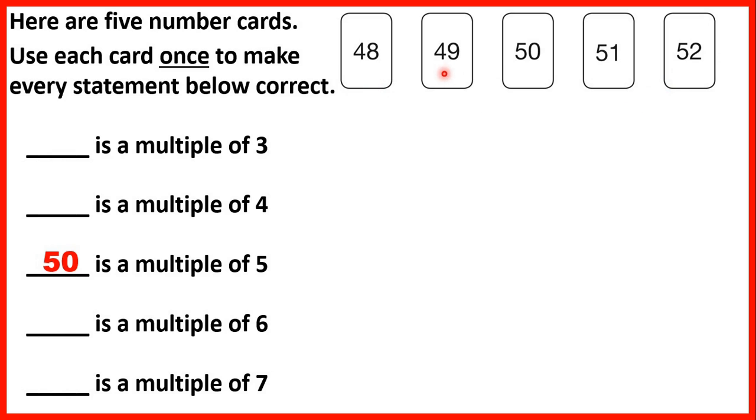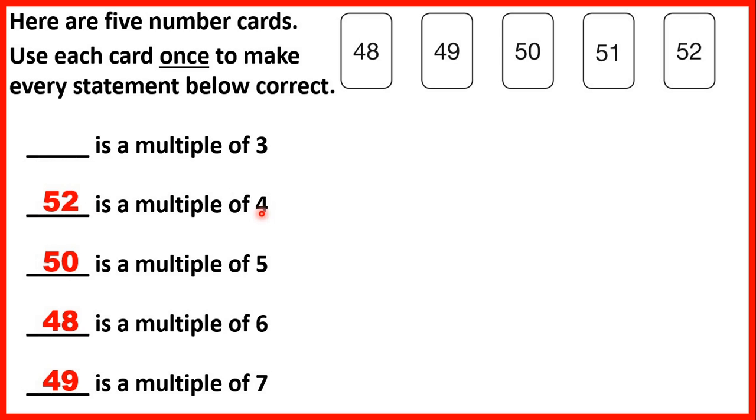Now the only number here that's a multiple of 6 is 48, so that must be our number card here. And we also know our 7 times table past 52, and 49 is the only number card that we have that's in the 7 times table. So now we need to find a multiple of 4 and a multiple of 3.